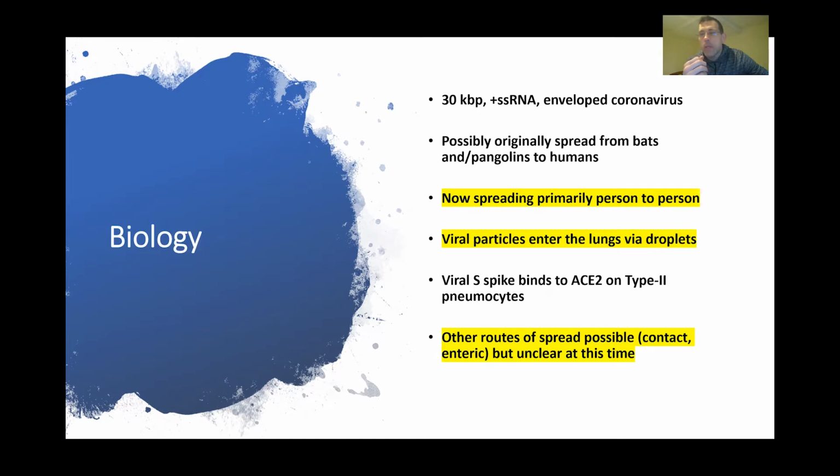Well, we come into contact with these aerosolized droplets, and they come into the lungs. And within the lungs, viral S spike parts of the RNA virus bind to our ACE2 receptors on type 2 pneumocytes. And that's how the virus actually gets into the body. Now, other spreads could possibly be relevant here, but we're unclear at this time.